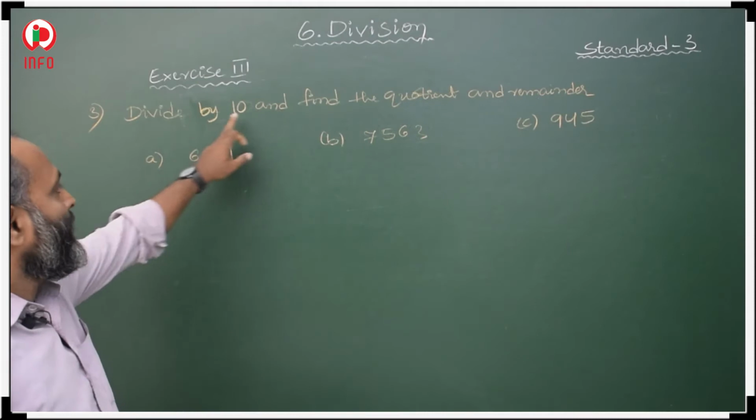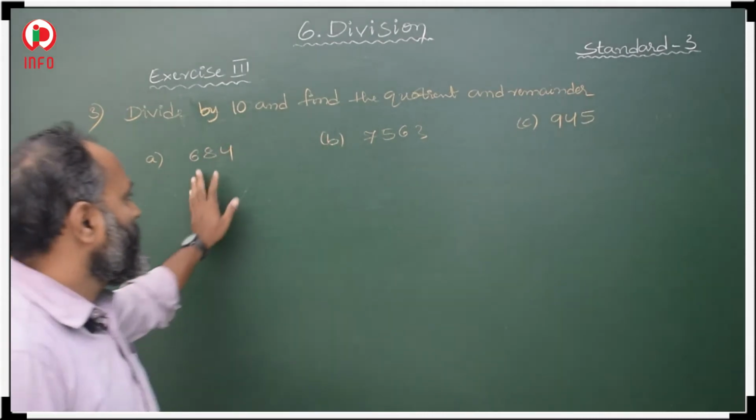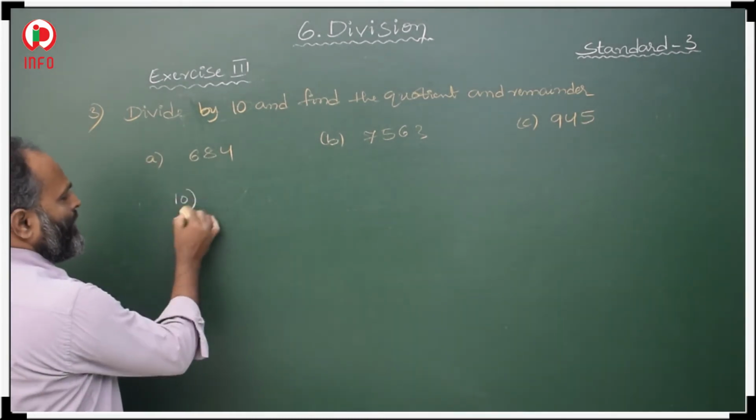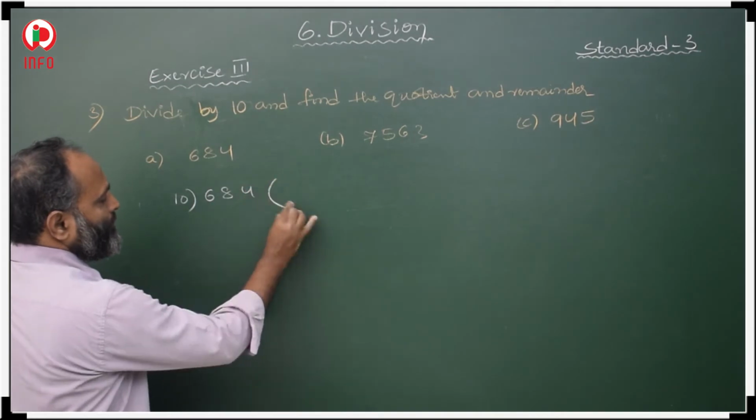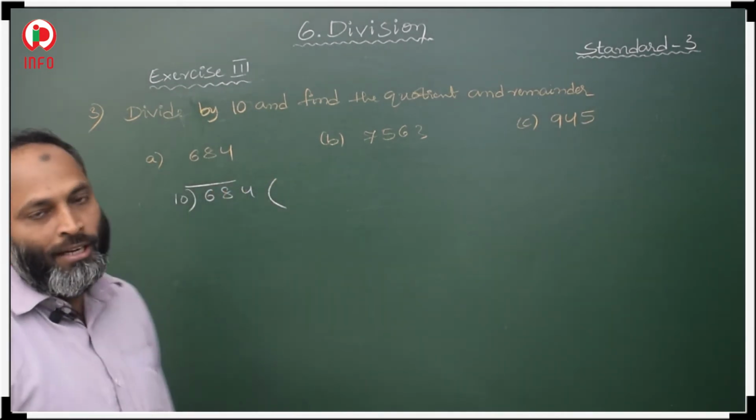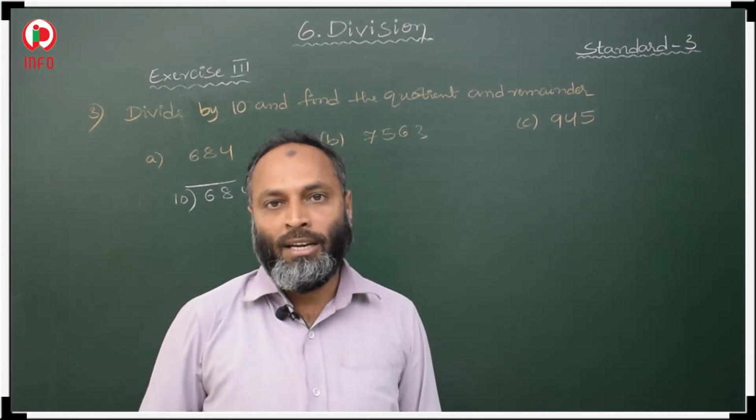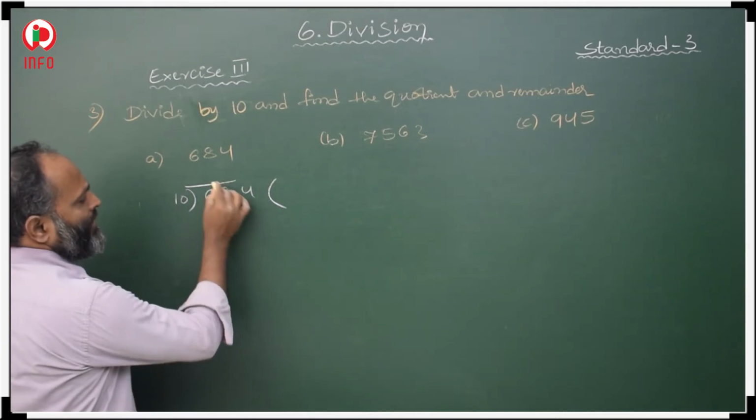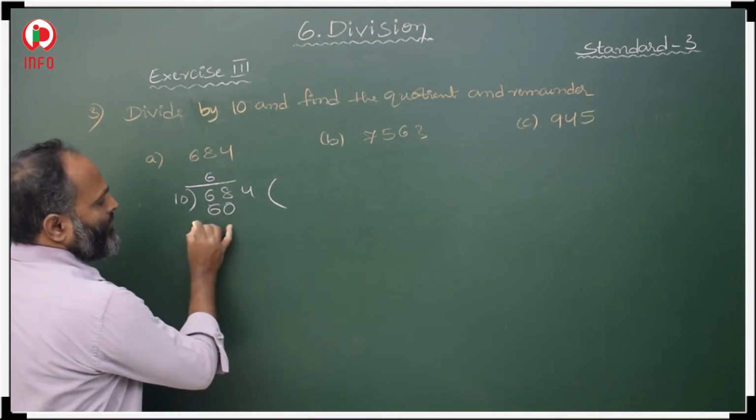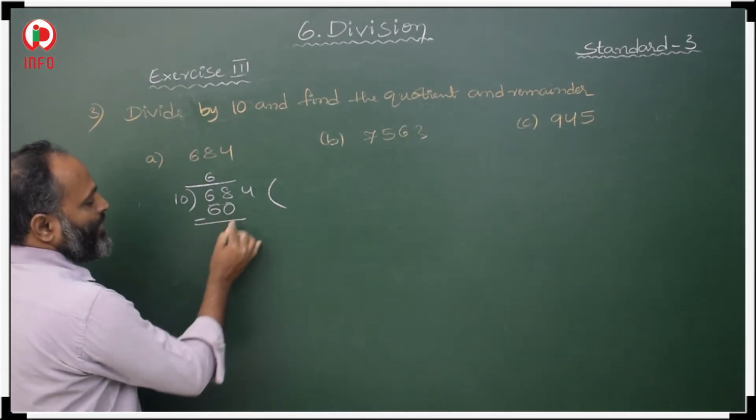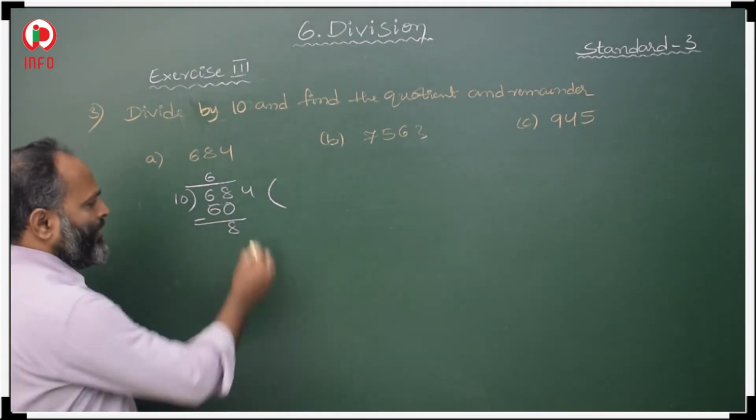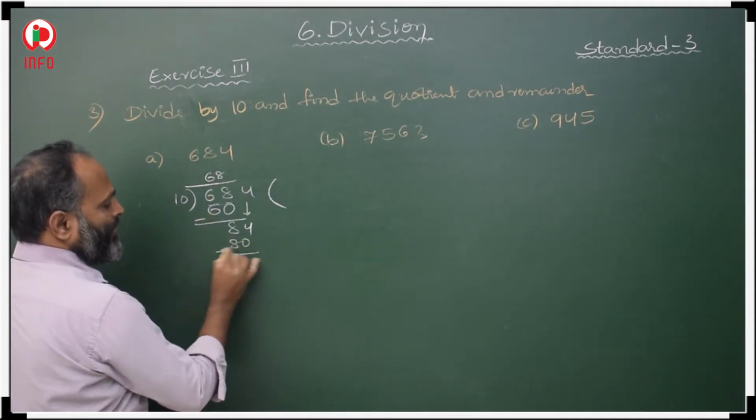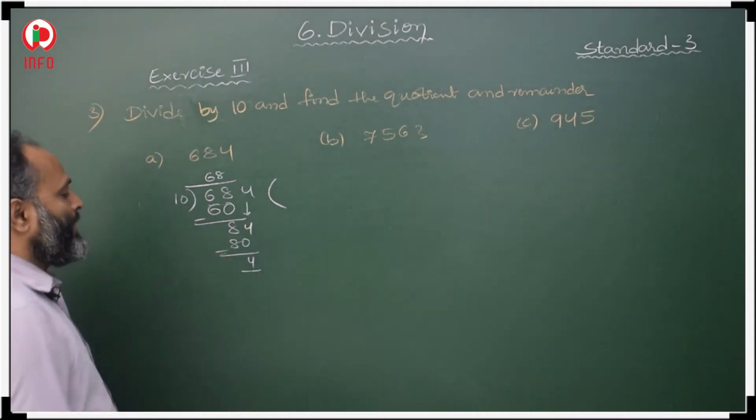Okay, divide by 10 and find the quotient and remainder. So these three numbers we have to divide with 10. First number, 684 divided by 10. When we divide with 10, the ones place we will get as a remainder and the rest of the places are our quotient. So first we have to take 68, 10 6s are 60. Now minus: 8 minus 0 is 8, 6 minus 6 is 0, do not take that 0 and 4, 84. 10 8s are 80, 4 minus 0 is 4, 8 minus 8 is 0.